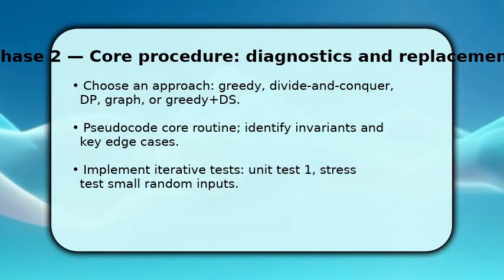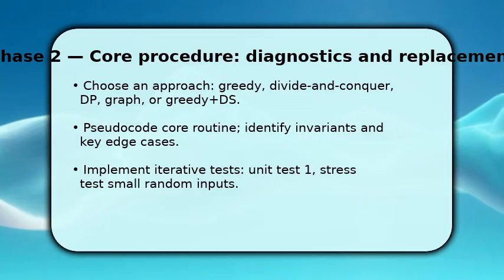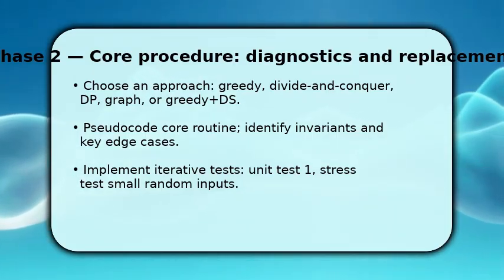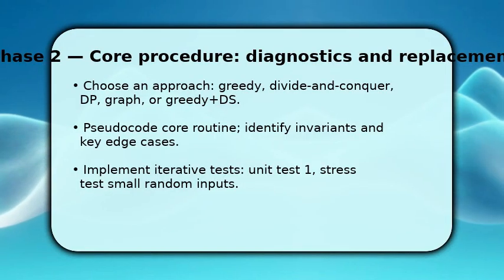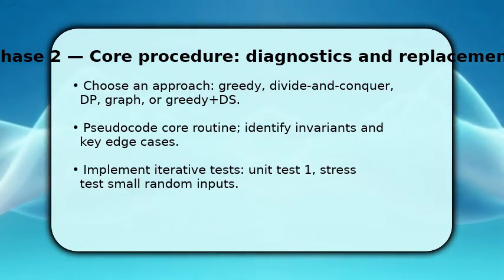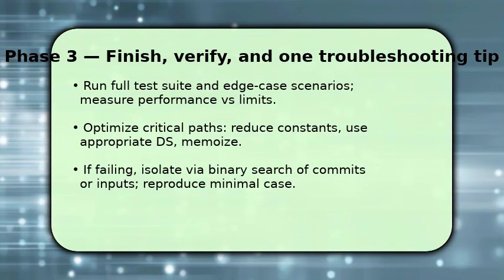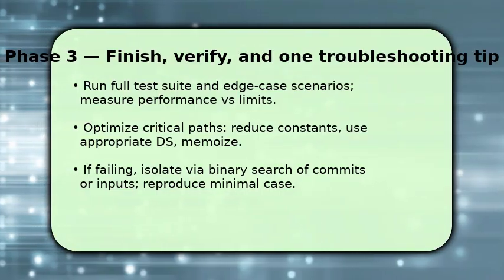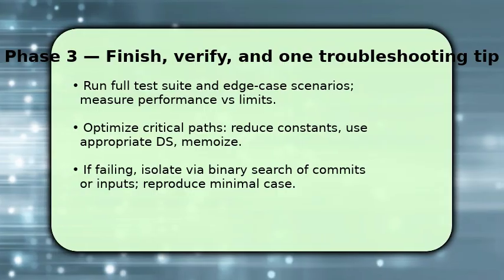Use unit tests and small randomized stress tests to compare outputs against a brute force baseline. This finds subtle bugs quickly. If performance is an issue, profile to locate bottlenecks and refactor that inner loop or data structure with targeted changes. You finish by running comprehensive tests and timing the solution against the required limits. Make sure memory stays within bounds.